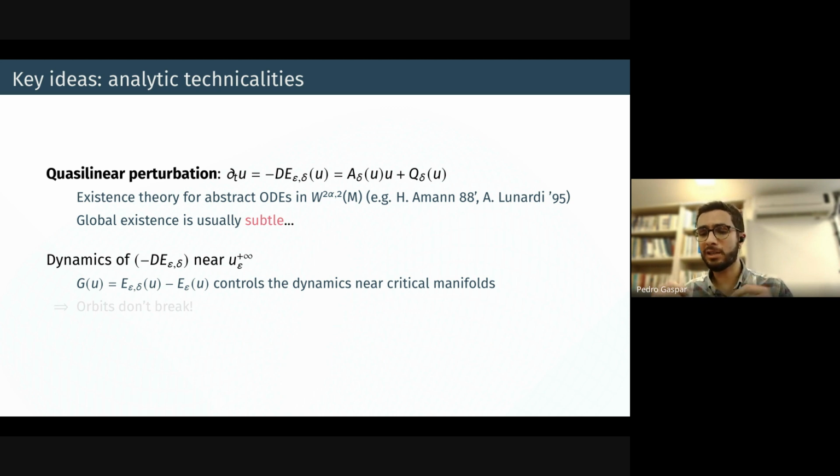Since we are near critical manifolds, the gradient of the energy is too small. The gradient of the E epsilon is too small. So the dynamics are dominated by the perturbation. And this prevents the limit of the orbits from breaking when we take the perturbation parameter to 0. In simpler words, the limit of flows for the perturbed Morse function actually connects the critical points that we started with.